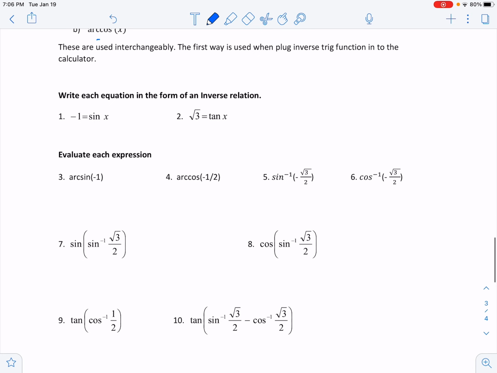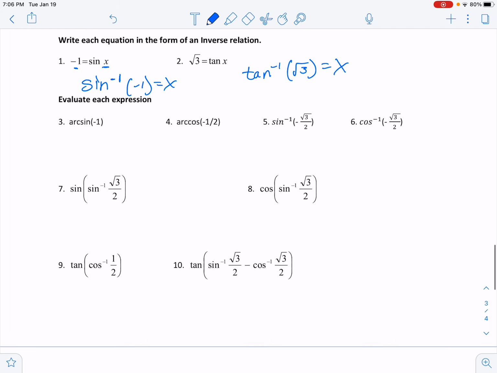Now, if you want to take this and turn it into, this is asking us what angle has a sine value of negative 1/2. To write it as an inverse function, you say inverse sine of negative 1/2. The inverse sine of negative 1 equals x. This is the inverse tangent of root 3 equals x. When you see an arc sine or you see inverse sine, it's asking you for the angle that has that value. You'll only have one answer for inverses because it's got a restricted domain.